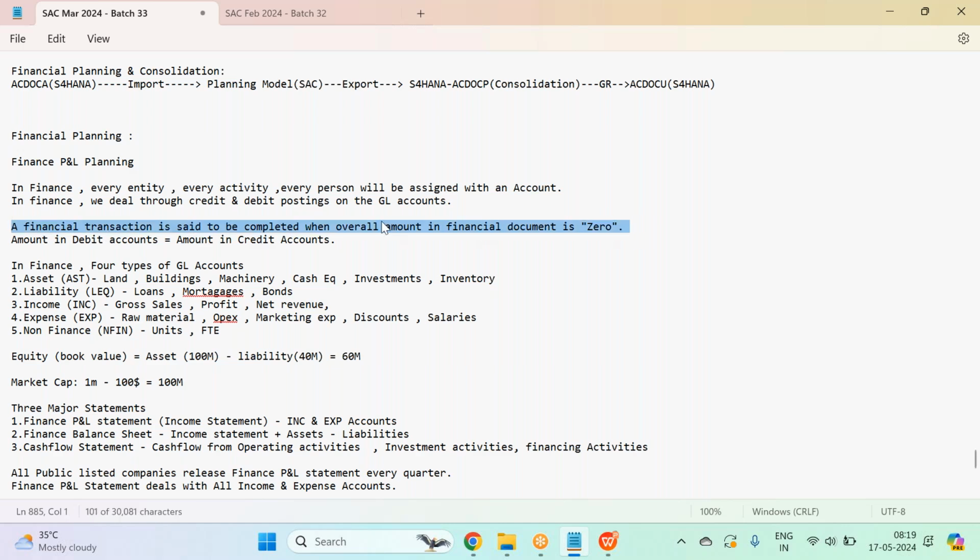So guys, a financial transaction is said to be completed if the overall amount in that financial document is zero. We call it a financial document or financial transaction. It is said to be completed when the overall amount is zero. An overall amount of zero means the debit should match the credit. The amount in debit accounts should match the amount in credit accounts. There can be multiple transactions with one credit account and multiple debit accounts, but the overall amount should match. Amount might be debited from 10 accounts and credited to one account, but the summation of the 10 accounts should match the amount credited to that account.